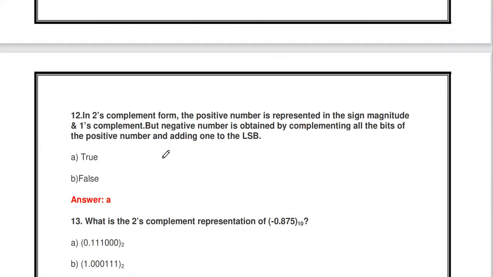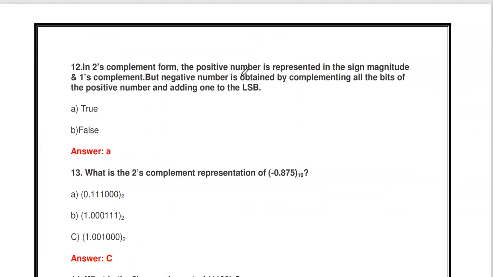The next thing: in 2's complement form, the positive number is represented in sign magnitude and 1's complement, but the negative number is obtained by complementing all bits of the positive number and adding 1 to the LSB. This is true. In 2's complement representation, a positive number is represented in either sign magnitude or 1's complement form. The negative number is obtained by first taking the 1's complement, then adding 1 to the LSB of that complemented answer. That is the 2's complement form.